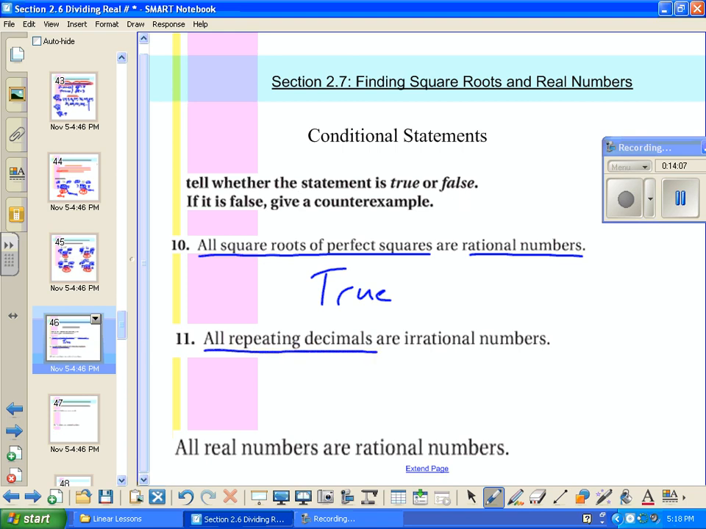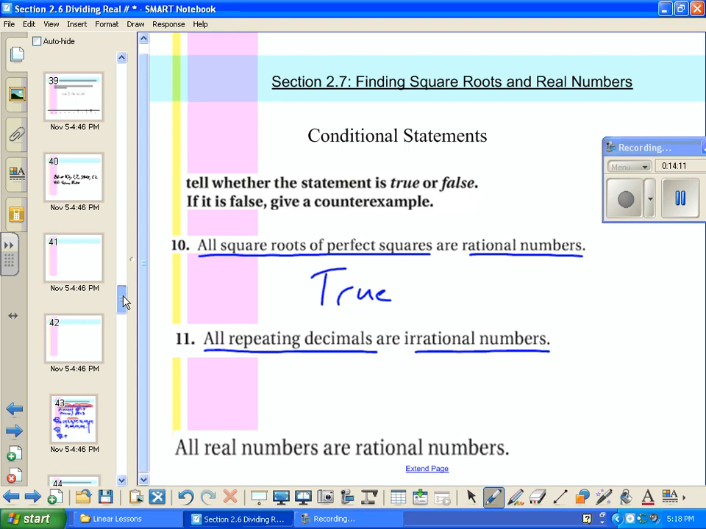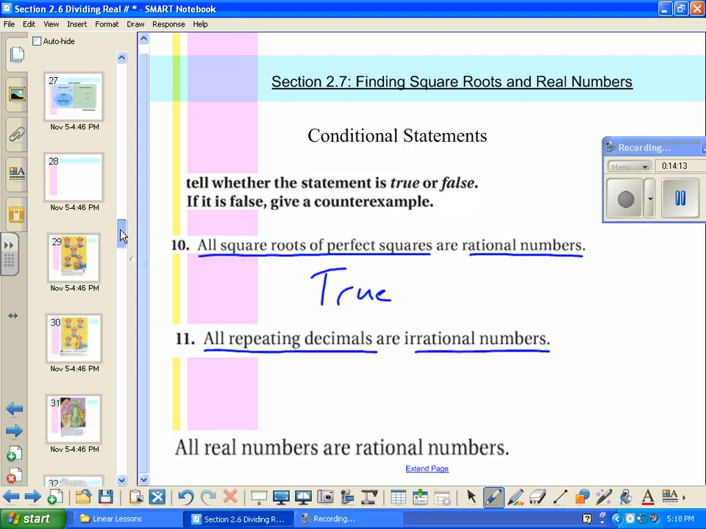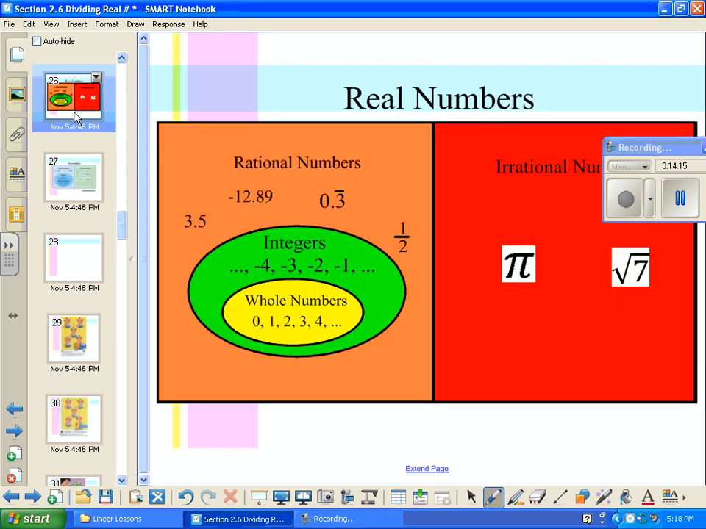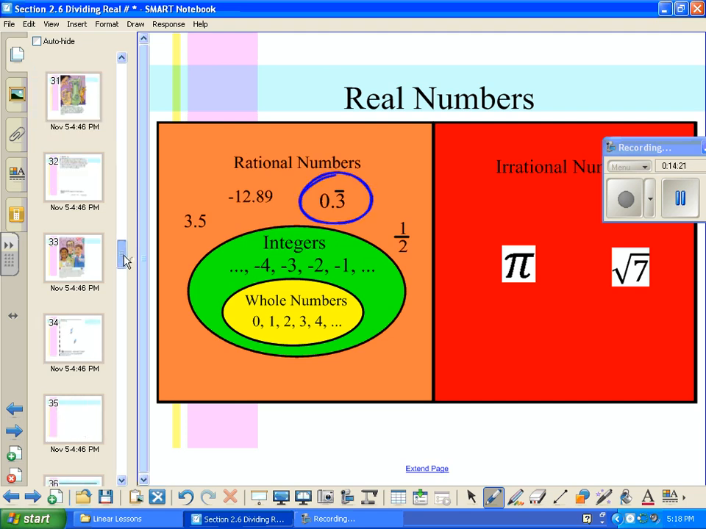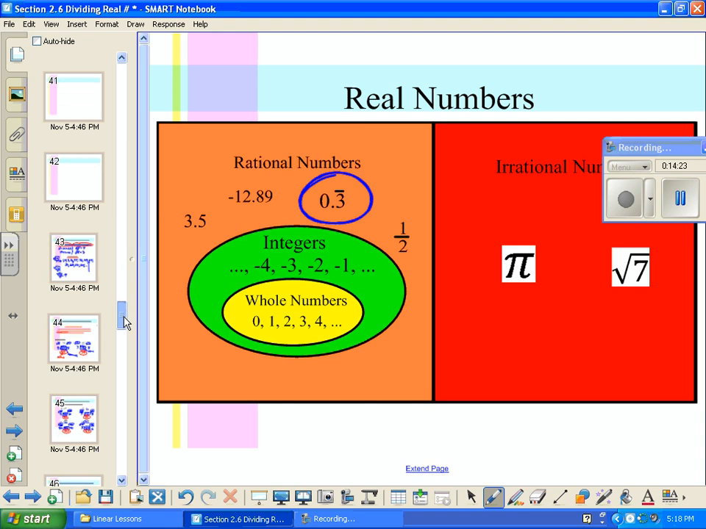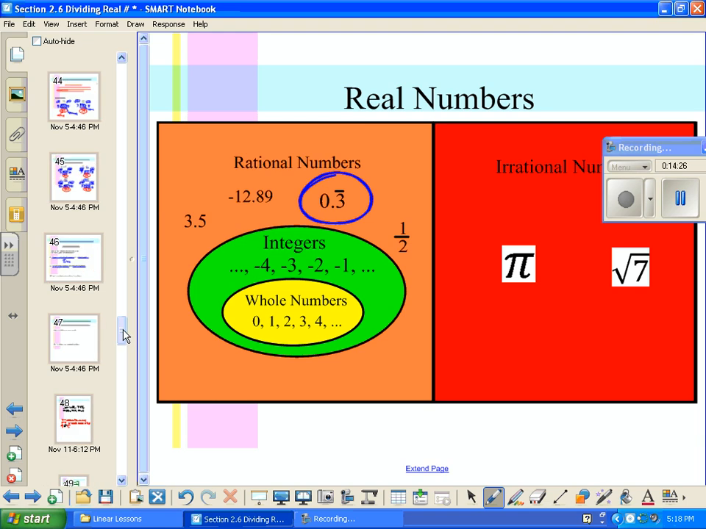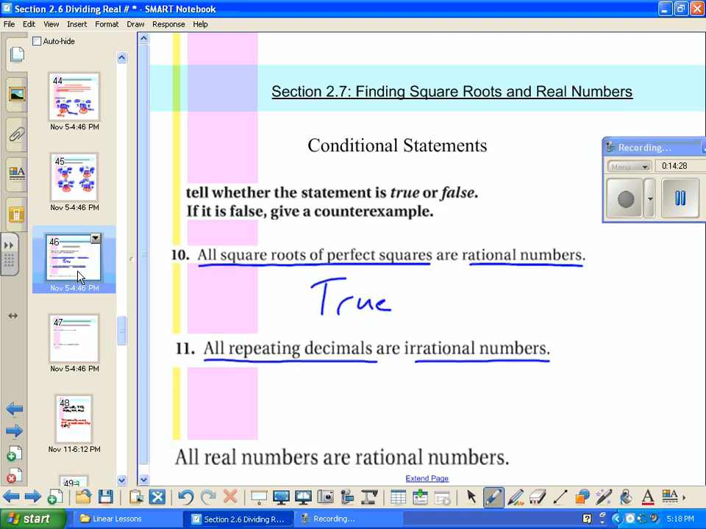That next one, all repeating decimals are irrational numbers. So again, you're saying, are all repeating decimals in the category of irrational numbers? If we remember from the chart we've made in the past that I've had you write down, if I'm talking about repeating numbers, like 0.3 repeating, that's actually a rational number. So that tells me right away that there must be something going on with this one. It's actually in the wrong category for what they're talking about. So all repeating decimals are irrational? No, that's false. Because actually all repeating decimals are rational numbers.